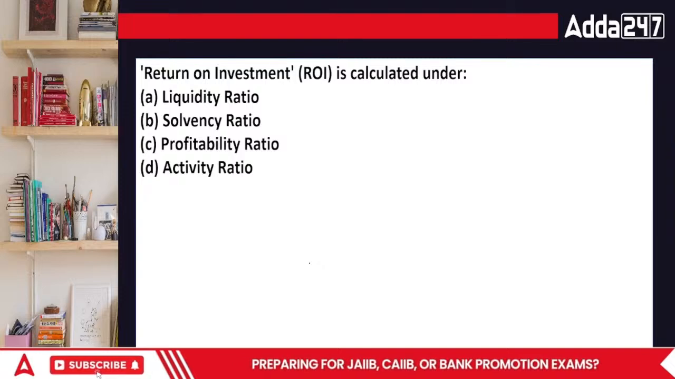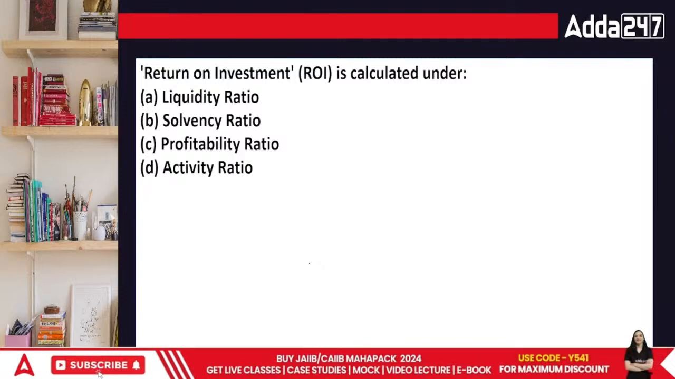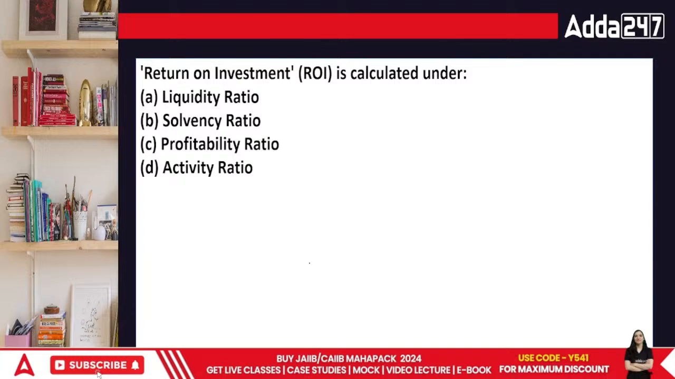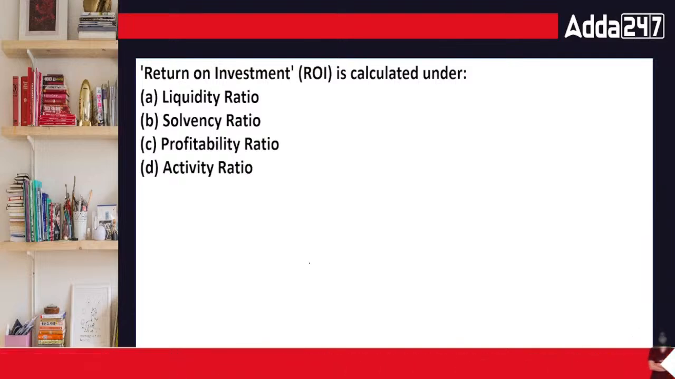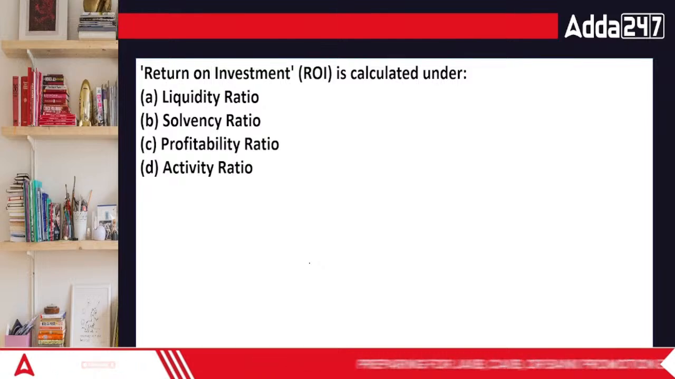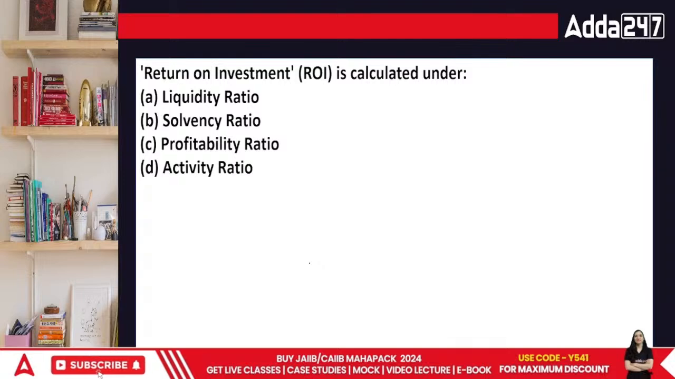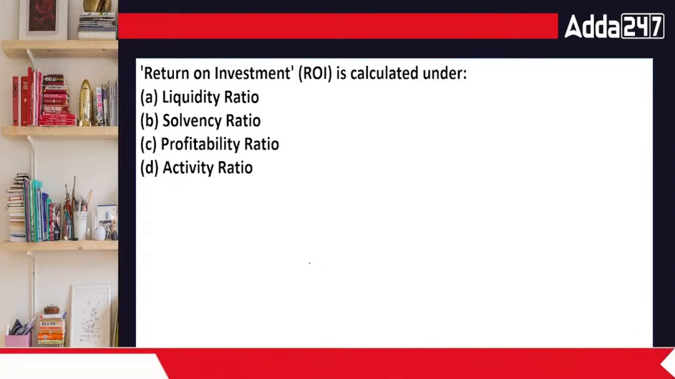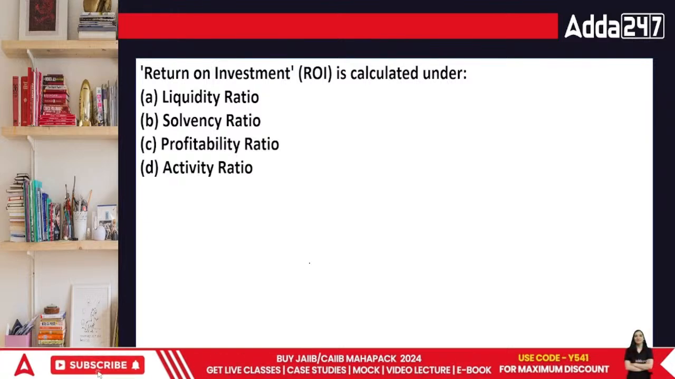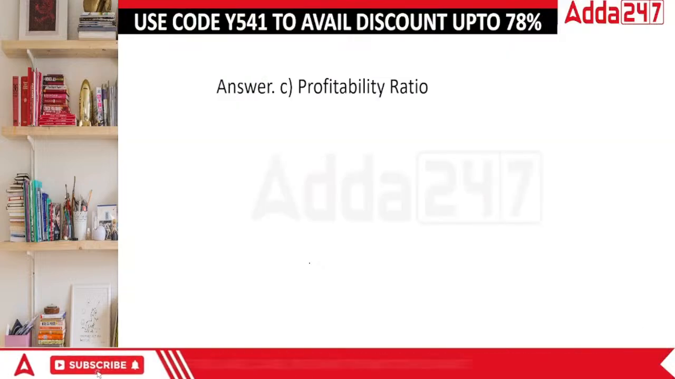Acha, ROI is calculated under liquidity, solvency, profitability, or activity. Activity is also called activity turnover ratios, everyone. We have talked about all these ratios already. Return on investment means whatever money I have invested in the business, what is the amount of return that I'm getting from that amount. What would be the answer, everyone? Liquidity, solvency, profitability, or activity? The answer in this case: ROI is based upon profitability, everyone.